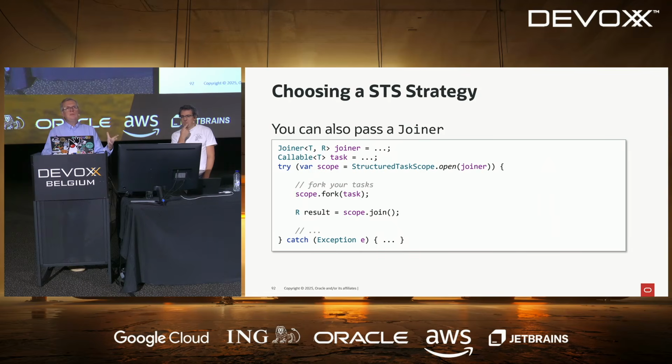Structured task scope is a sealed interface. You cannot extend it, but through this joiner object, you can actually define your own strategy on how you want the structured task scope to exactly work. So basically, you create this joiner, open your structured task scope, pass a joiner as an argument, and this joiner will act as a callback, a global callback on the life cycle of the different tasks that you're going to submit, to fork, to this structured task scope.